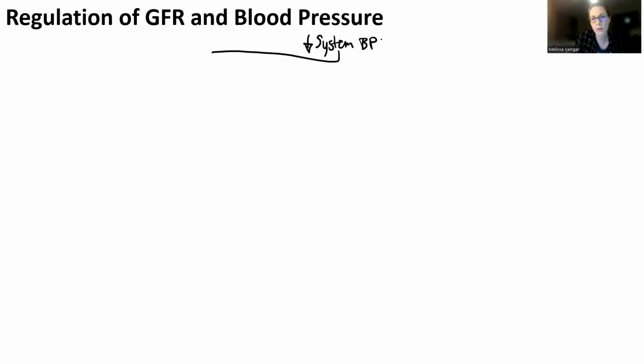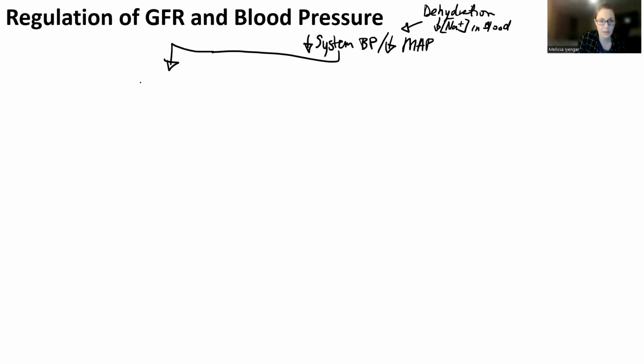So you want to think about systemic blood pressure decreases / mean arterial pressure decreases. And you kind of want to think about why this would occur, essentially. Maybe you have dehydration. Maybe you're hemorrhaging. Maybe you have not enough sodium concentration in blood. All of those things contribute to the fact that you would have a decrease in blood pressure, okay?